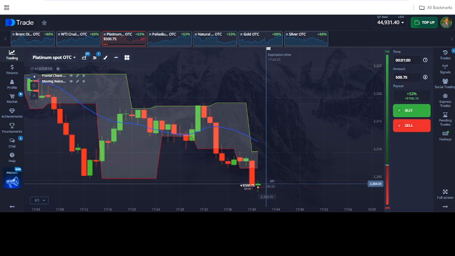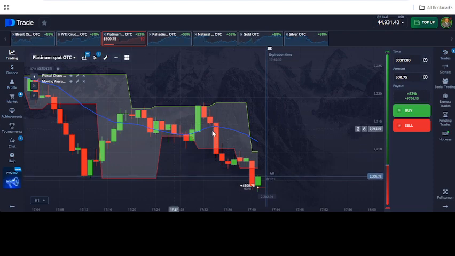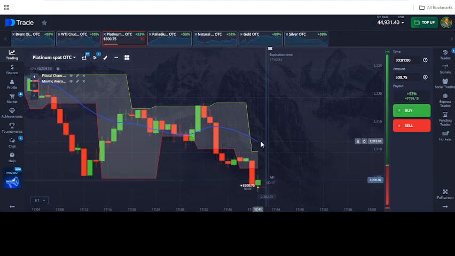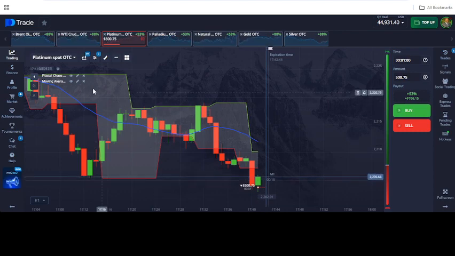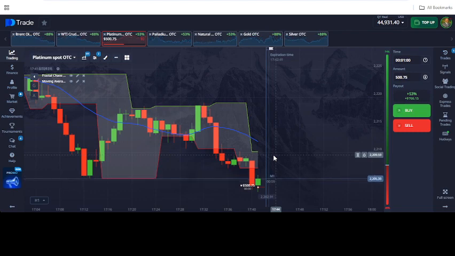Okay, so I'm on platinum spot and I just took a sell trade here. And the reason why I took the sell trade is if you look at the 20 SMA line, it's showing a bearish movement, and the line is sloping downwards, suggesting a bearish momentum in the price of platinum spot OTC.